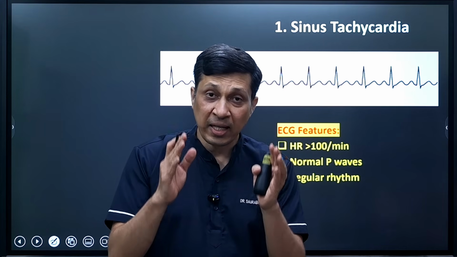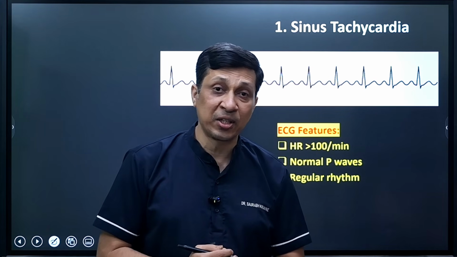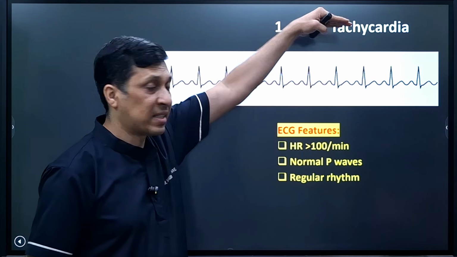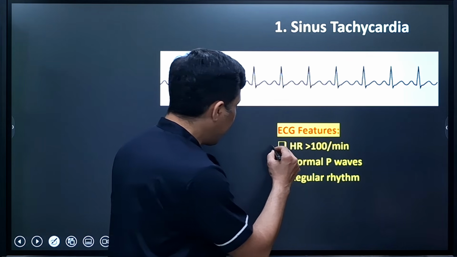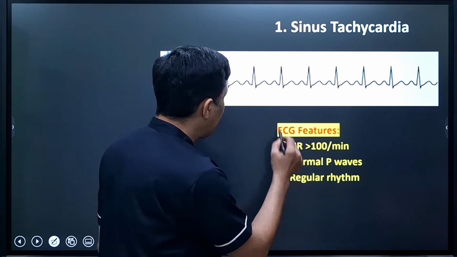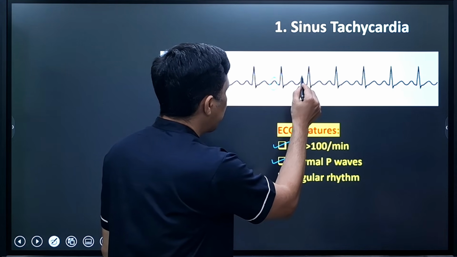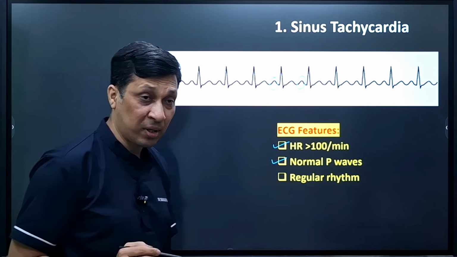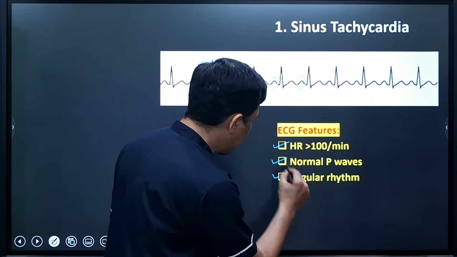So the first and the most common ECG that we see in the OPD is of sinus tachycardia. Here you get a heart rate of more than 100 per minute. The P waves here are normal. These are the P waves and they are absolutely normal. And the rhythm here is regular.